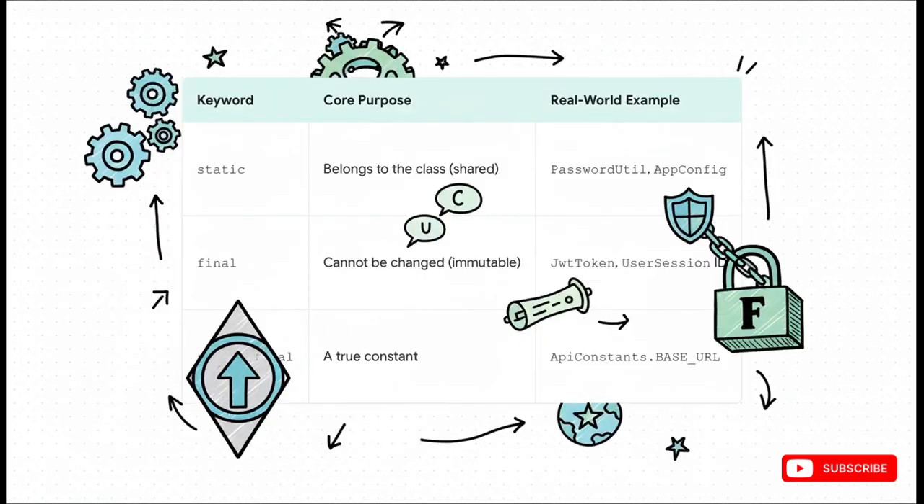So let's just do a super quick recap. Static means it's shared at the class level. Think utility methods or global config. Final means it can't be changed, which is perfect for something like a security token or a user's session ID. And when you put them together as static final, you get a true application-wide constant, like an API's base URL.